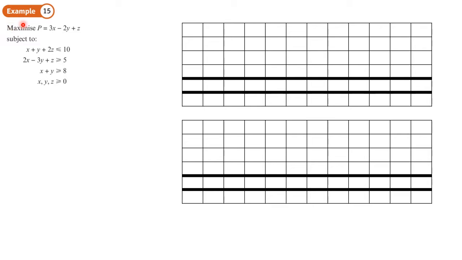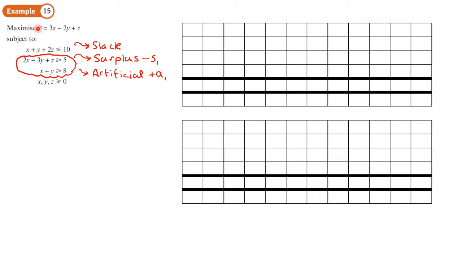Example 15. So we want to maximize this objective function subject to these constraints. Now, whenever we have greater than or equal to, which we have in these two constraints here, we need to make sure that we introduce a surplus variable. So that's going to be put in minus S1 or S2 and so on, and also an artificial variable. So we need to make sure that we add A1, A2 and so on. Whereas the less than or equal to, we just add the slack variable as we would normally do.